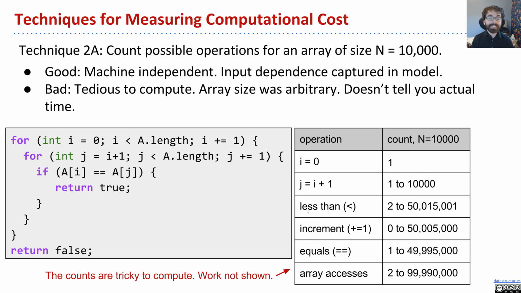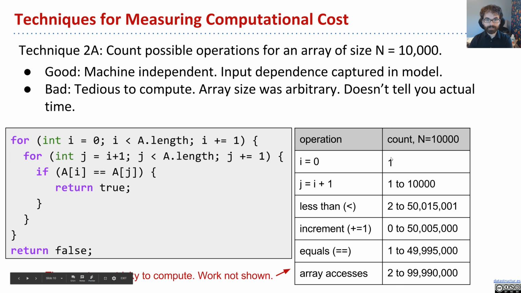First and foremost, it's tedious to compute. So tedious that I didn't even show you how I got these because I found it so tedious. Another thing is that the array size here was arbitrary. And then lastly, it doesn't actually tell you the actual time it takes. So it's harder to interpret, to really feel good that you've come up with something. When I tell you an algorithm takes 3 seconds to run on a certain input, it's like, okay, clear. This is a little stranger.